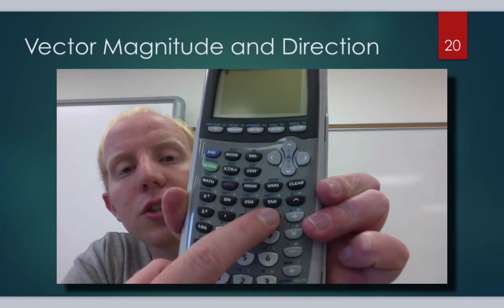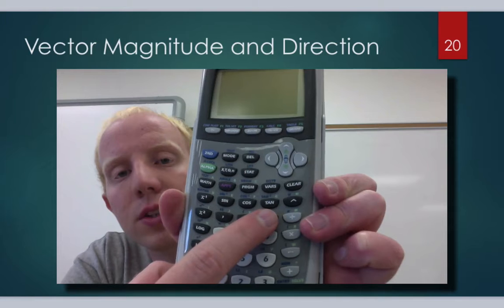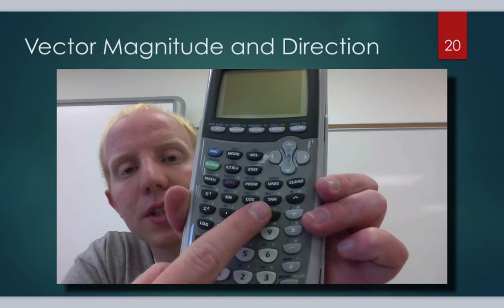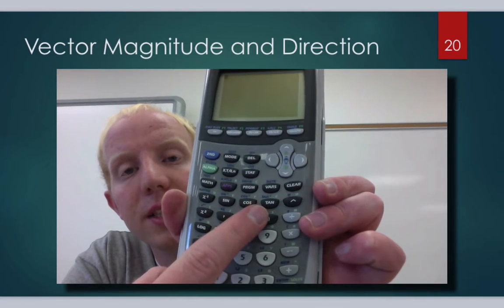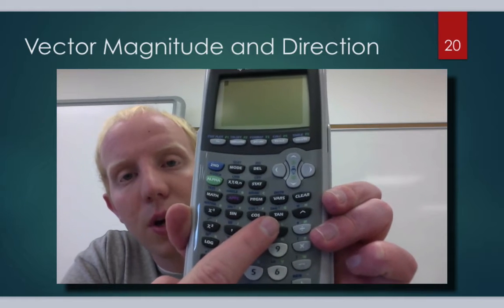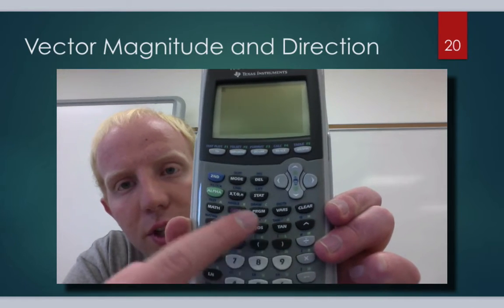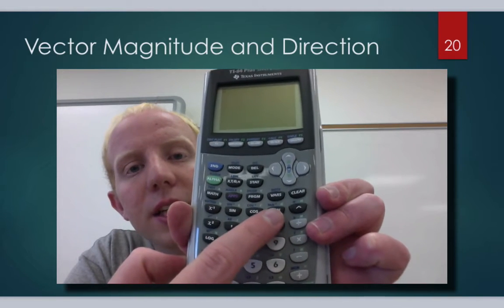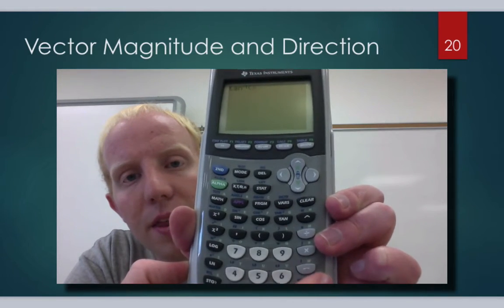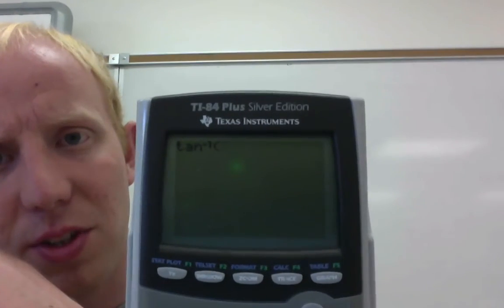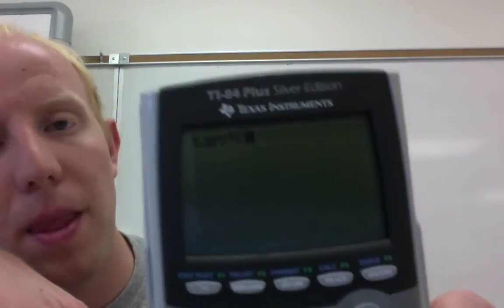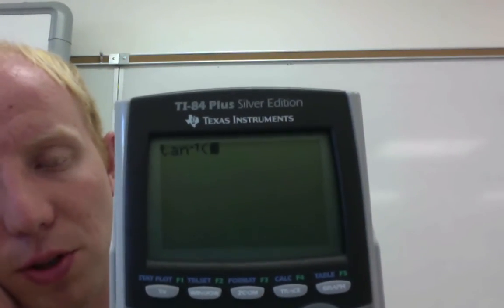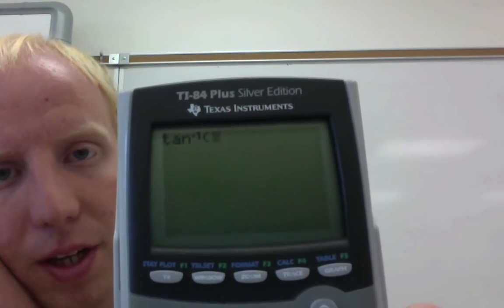But we don't want to just use tan, we want to use the inverse of tangent. And so you'll notice in blue, right above it, is the tangent inverse button. So on your calculator, you're going to have to press the second button, and then you'll press the tangent button. And that should give you the tangent inverse on the screen. Okay? So tangent inverse is what we're trying to get.